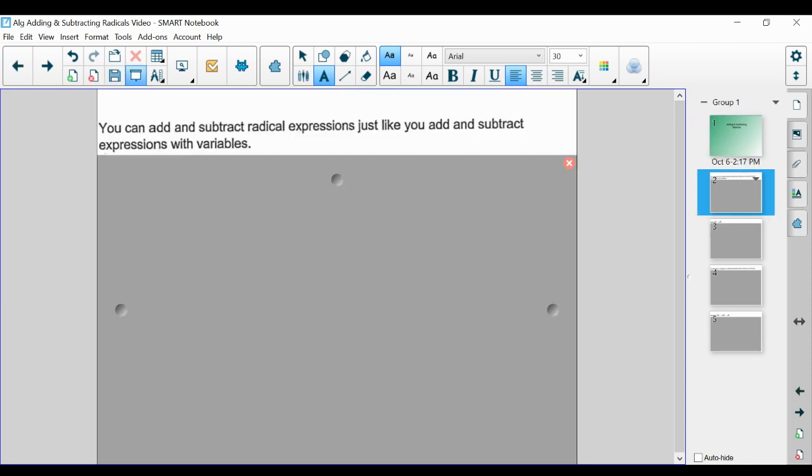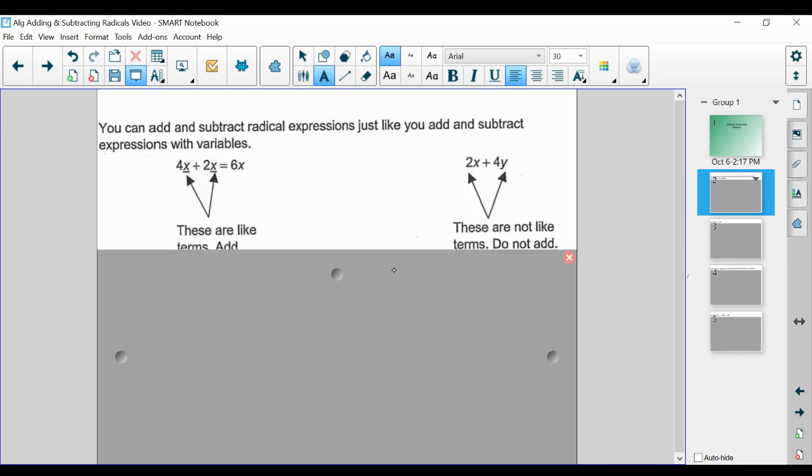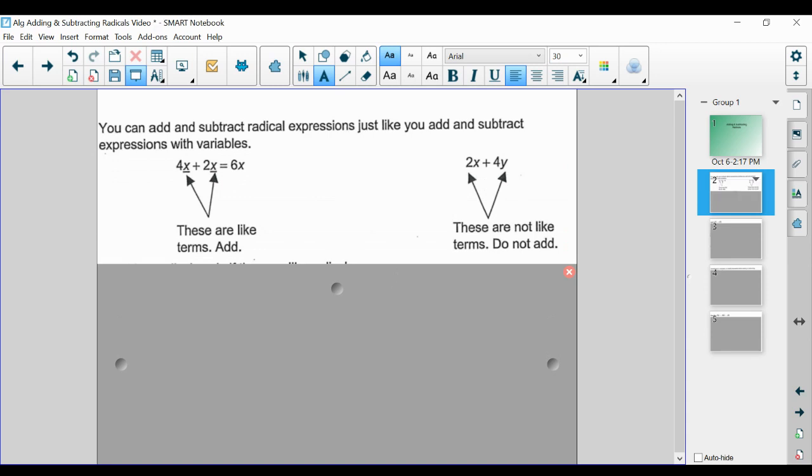You can add and subtract radical expressions just like you add and subtract expressions that have variables. For example, on the left-hand side, we have 4x plus 2x, and that's equal to 6x. We know that we can add these together because these are like terms. We have been working with terms that have variables for a long time now, and we're showing great strength with that. 4x plus 2x, you would all say, oh, it's 6x. We got it. We're going to have a lot of success. On the right-hand side, we have 2x plus 4y. These are not like terms. They don't have the same variable, so we cannot combine them.